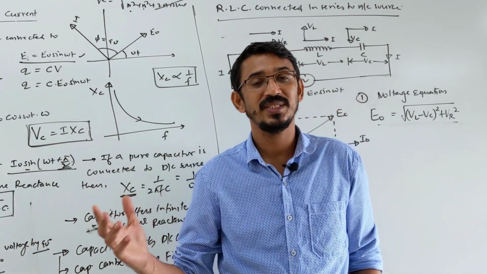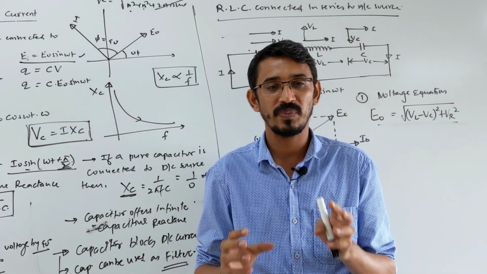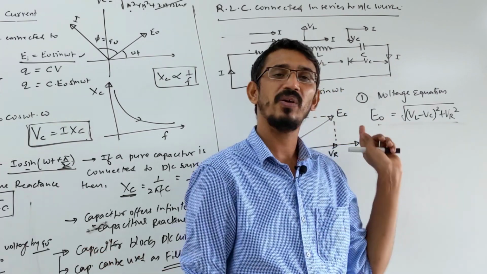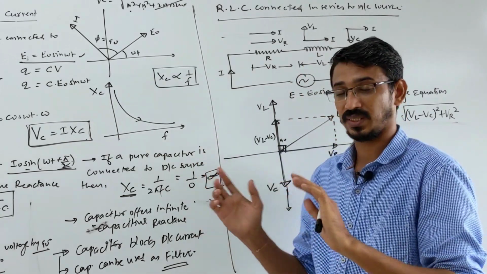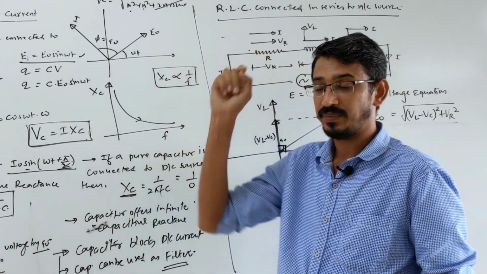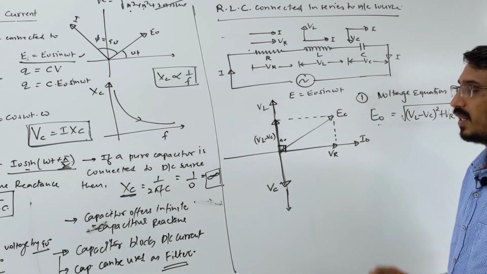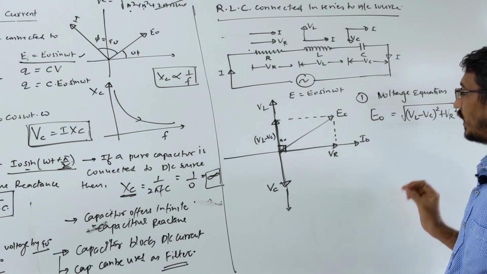See, it's very important and interesting. Suppose you have a DC source and you connect two resistances R1, R2. If you supply V voltage, then directly V1 plus V2 in series, right? That is not happening here. Here we do vector addition because the directions of current and voltage are different for each element. So vector addition for AC: root of VL minus VC whole square plus VR square. This is your net voltage.